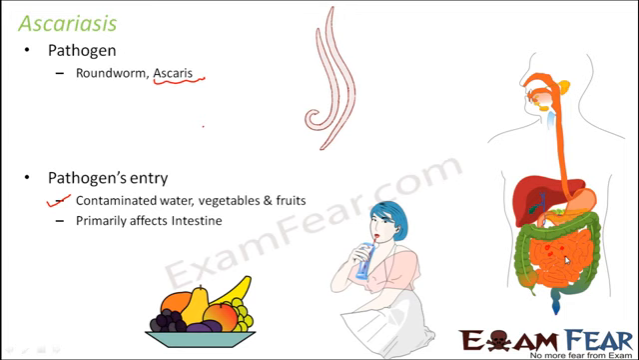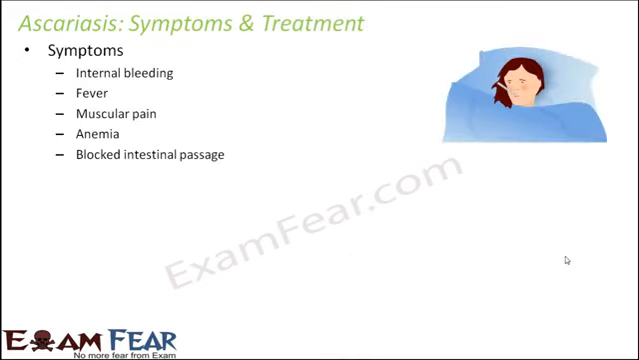These adult worms live in the intestine till they die. So they are actually spending their whole lifetime inside the human body. However, if only one or two worms are there, sometimes they do not cause any problem at all. But when there are too many worms, the infection is very heavy. In that case, it can cause pain, nausea or bleeding. Some of the symptoms are internal bleeding, fever, muscular pain, anemia, blocked intestinal passage. Since these worms are present primarily in the intestine, they will cause issues with the intestinal passage.